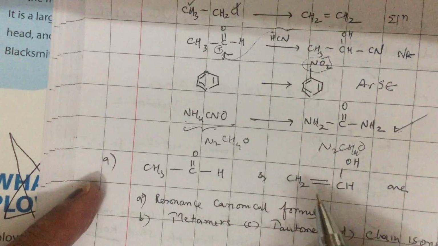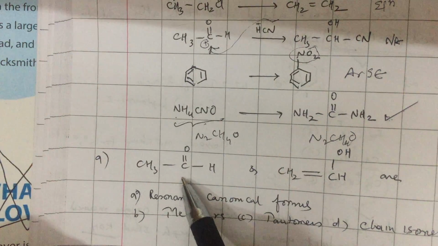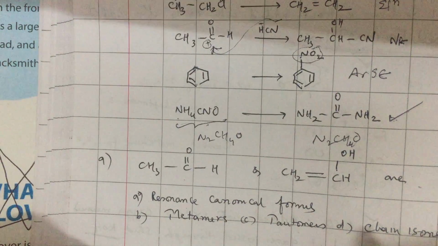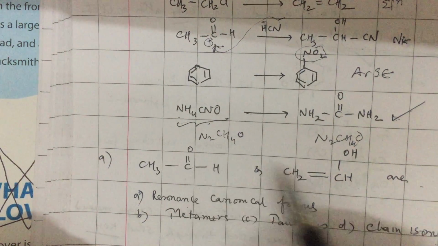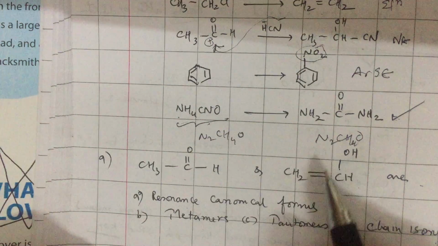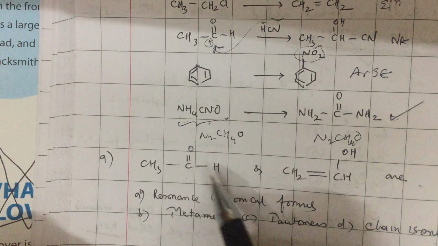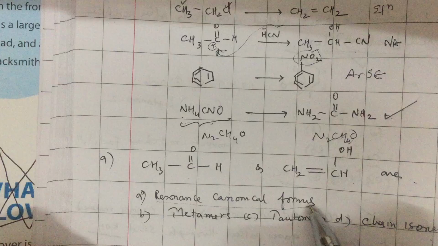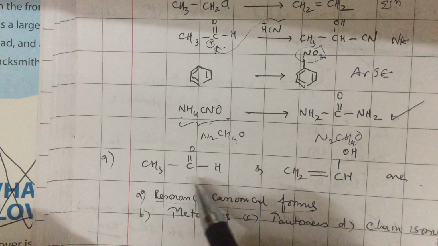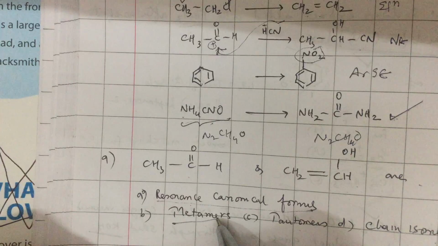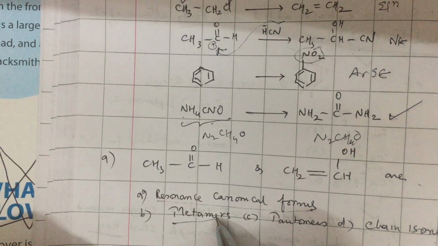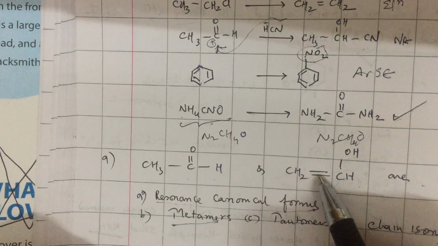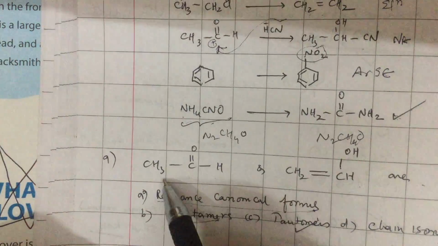So answer is this. Next question. These two forms, how are they related? Are they resonance canonical forms, metamers, tautomers, chain isomers? If I carefully look, both are differing in the relative position of double bond and the position of hydrogen. In resonance canonical forms, relative positions of atoms would not change. And metamerism is shown by divalent functional groups like ethers, secondary amines, ketones. These cannot be metamers. Of course, the hydrogen position is shifting with double bond, then this is called tautomerism. These are tautomers.